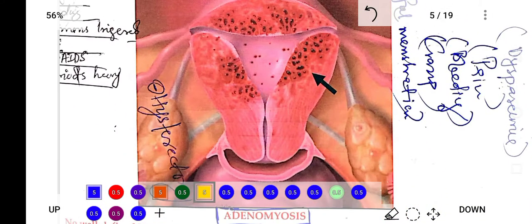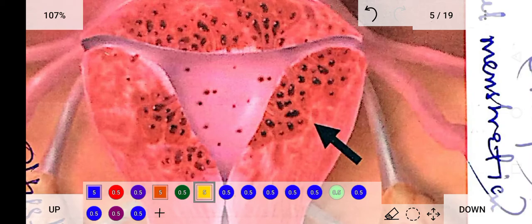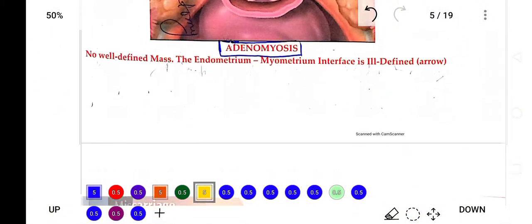So in this figure you can see the endometrial glands deep within the myometrium, which results in bleeding, heavy menstrual bleeding, painful sexual activity, and menorrhagia. So the involvement of the myometrium by endometrial glands is present with this.